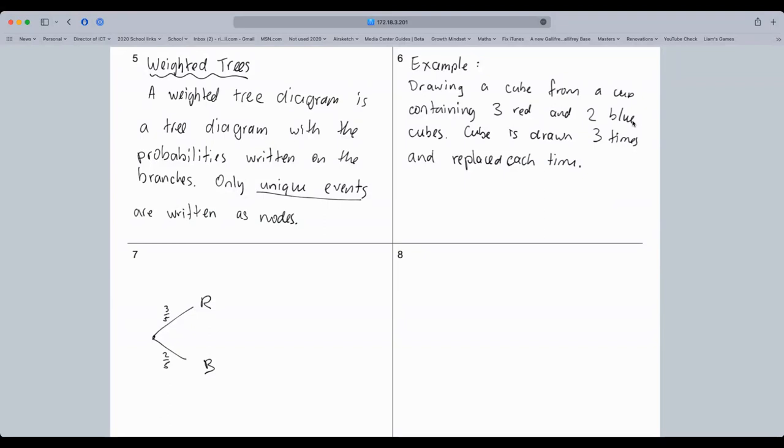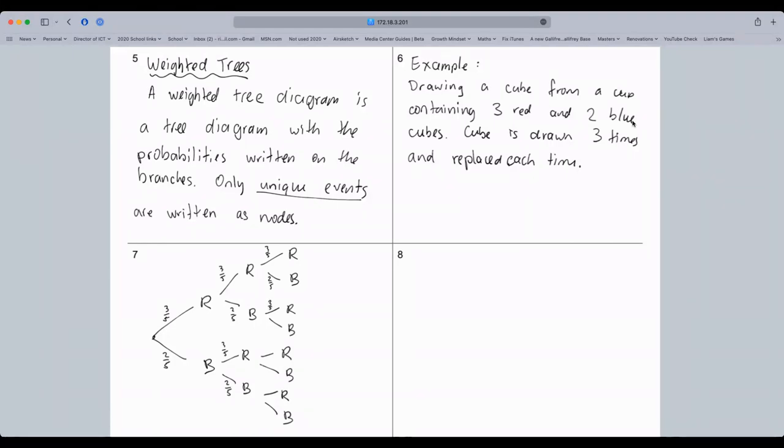Then, after I've drawn once, I draw again. I could get uniquely red or blue. 3 in 5, 2 in 5. Or from blue, I could get red or blue. 3 in 5, 2 in 5. Thirdly, I can get red or blue again, for each of my branches again. 3 in 5, 2 in 5.